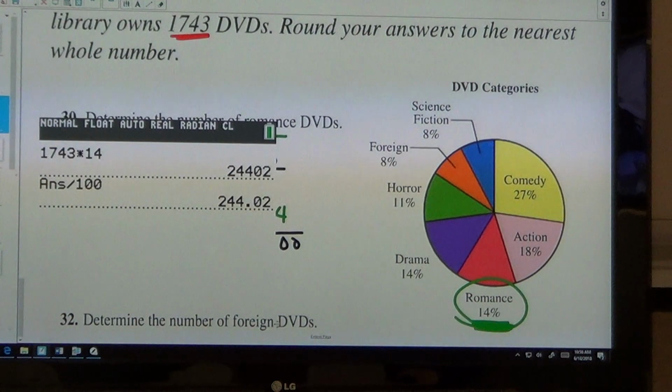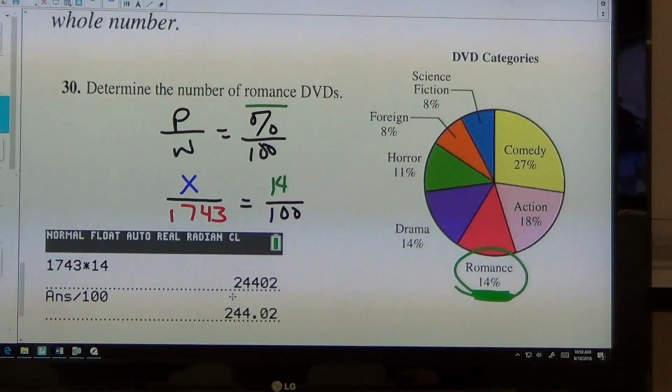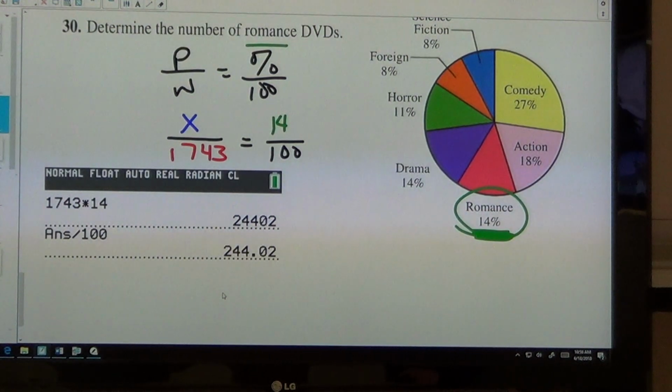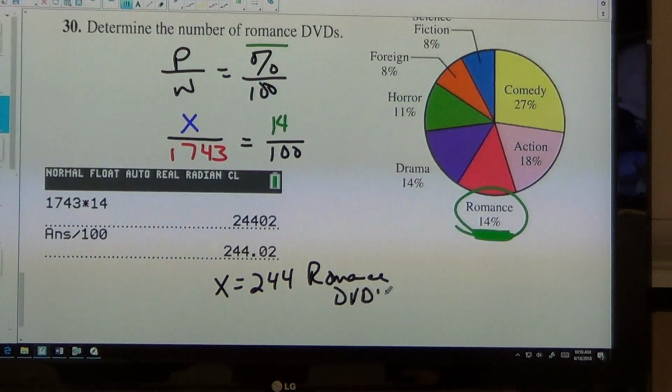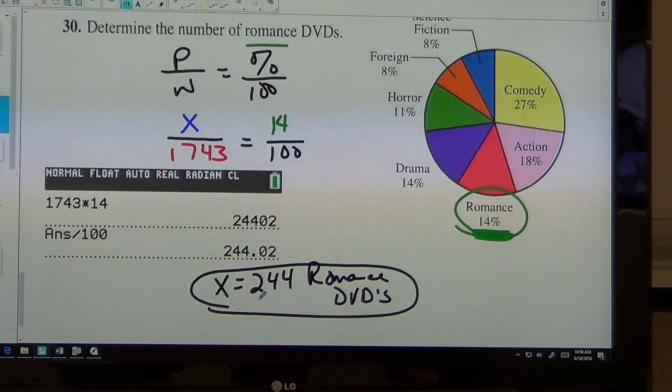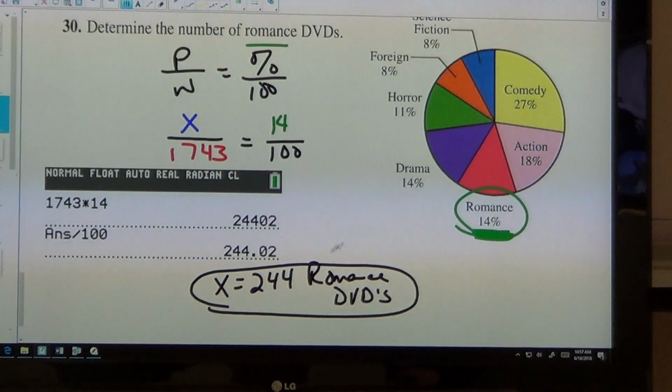Now, we're talking about DVDs, so can I have a part of a DVD? No. So what is my answer going to be? 244. So X is going to be 244 romance DVDs. I cannot have part of a DVD. Cool?